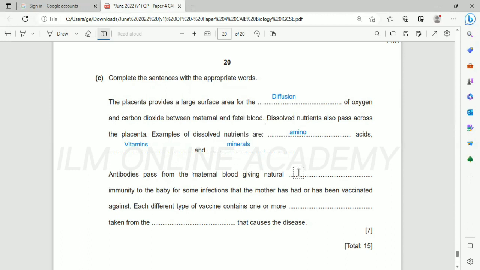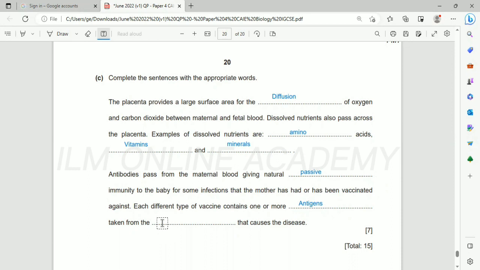Antibodies pass from the maternal blood giving natural dash immunity, that is passive immunity, to the baby for some infections that the mother has had or has been vaccinated against. Each different type of vaccine contains one or more. Now, vaccines mein kya hote hain? Vaccines mein there are antigens, antigens for the activation of the antibodies in your body, and antibodies are kind of the warriors present in your body, prepared to fight against a disease. A vaccine is given to a person in order to make the antibodies aware about the type of germ that is entering the body. And then the body is going to generate the antibodies which are equipped to fight against that specific antigen or that specific germ. And that way it's easier for the body to recognize the germ the next time it enters your body.